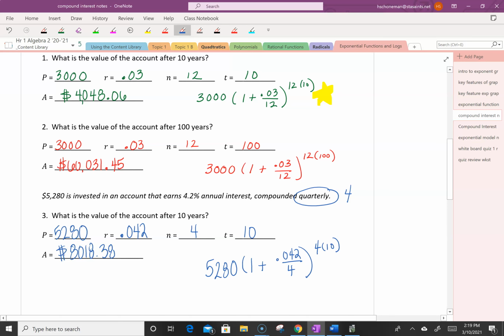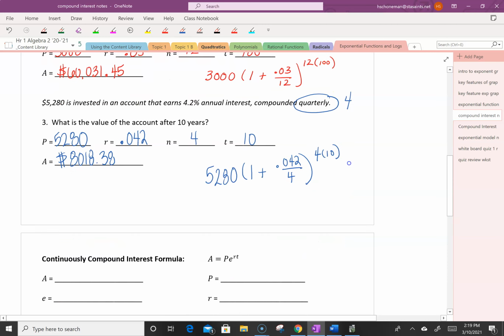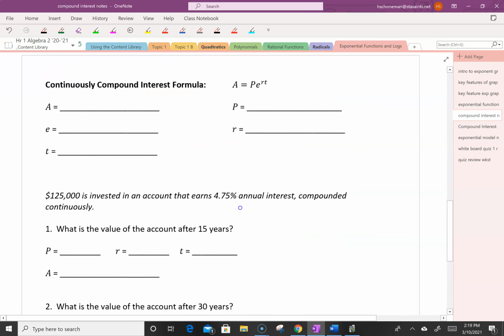And there's your answer. Now, when you're investing money, the more times each year that it can be compounded, the better off you are. So monthly, which is 12 times, is better than quarterly, which is 4. But quarterly, which is 4 times, is better than semi-annually, which is twice. But it would be ideal if you could continuously compound it and never stop compounding it. And when that happens, we have a new equation.